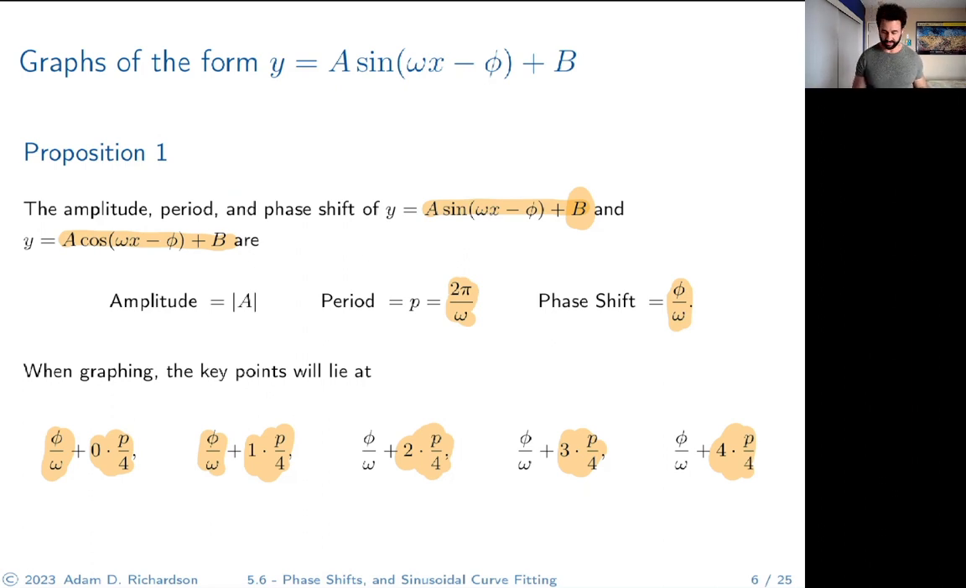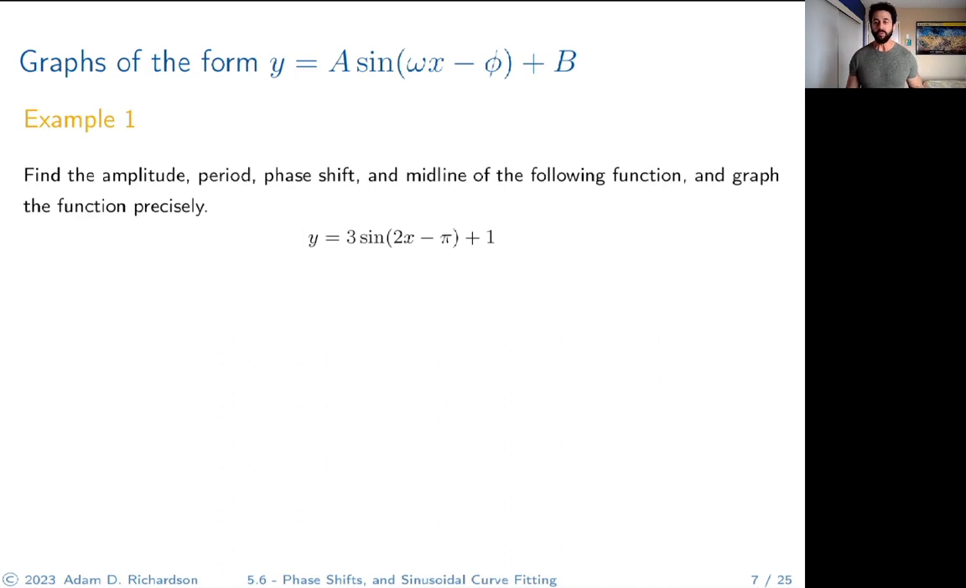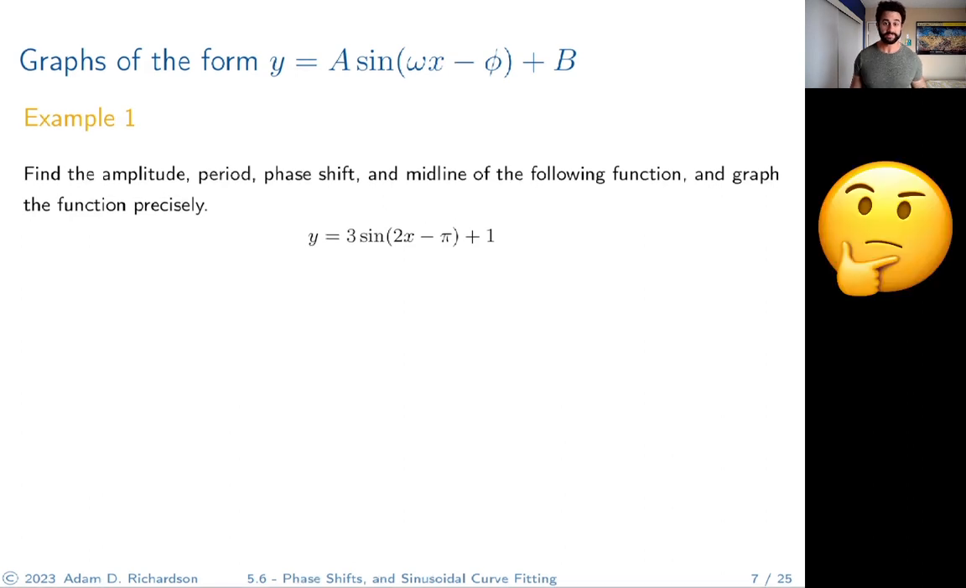So let's try an example. Let's take a look at this one for a minute. What we're going to do is find the amplitude, the period, the phase shift, and the midline of the following function, and then we're going to graph the function precisely. So what I want you to do first is just take a minute and think about what the question is asking, and think about what you think you would need to do first.